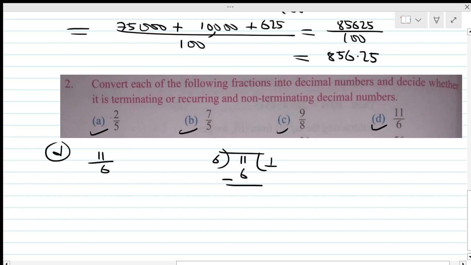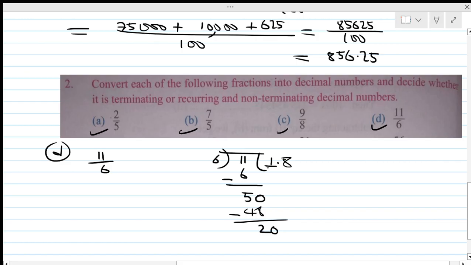So 11 minus 6 is 5. Now when there is 5, it's not divisible by 6, so you can keep a decimal point here and place 0 for a single time. And now you divide here. So 50, it goes by 6: 6 8s are 48. And then subtracting, you get 2 over there. So 2 0.